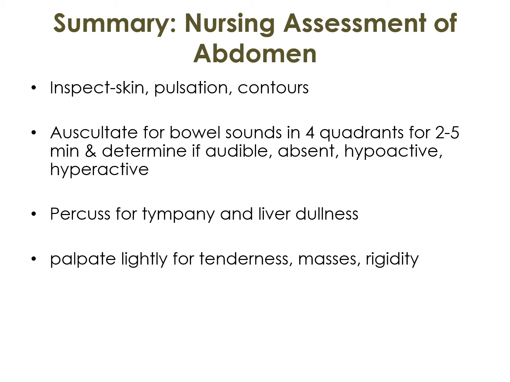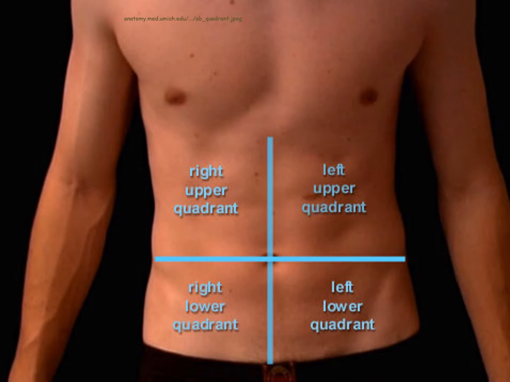With regards to auscultation, we just discussed that. Bowel sounds in 4 quadrants, beginning with the right lower quadrant, moving to the right upper, then the left upper, then the left lower, and that's the direction we would listen. Percussing we've discussed, and palpating lightly for tenderness, for masses, and for rigidity. There's our landmarks, our quadrants.